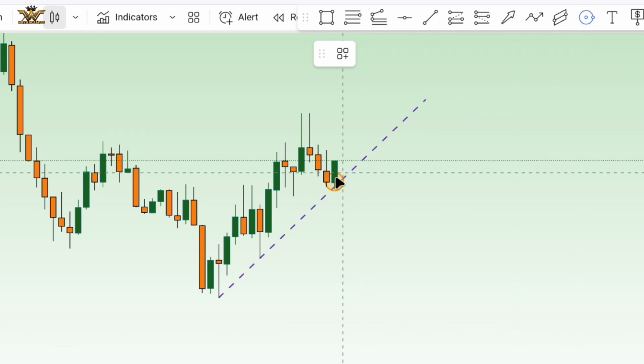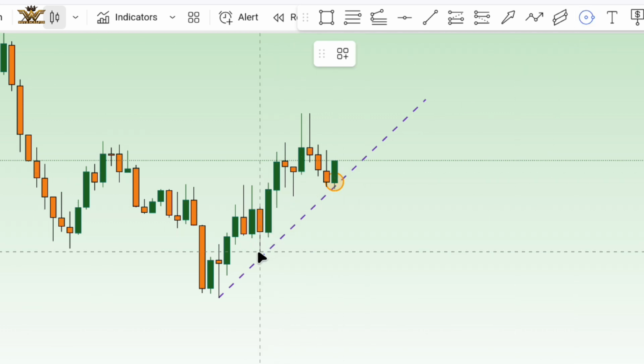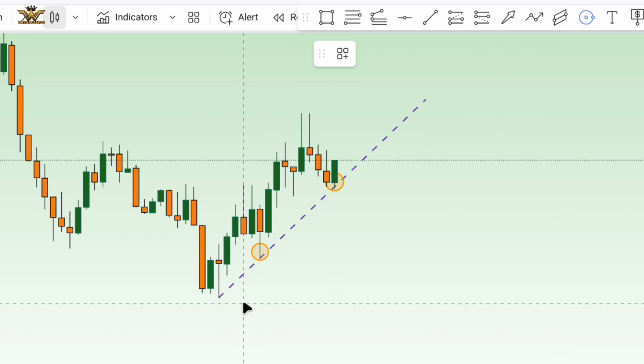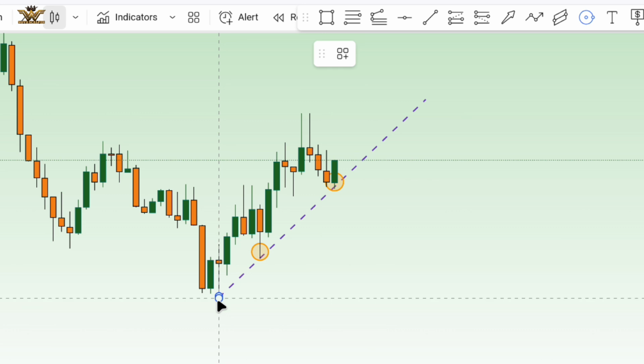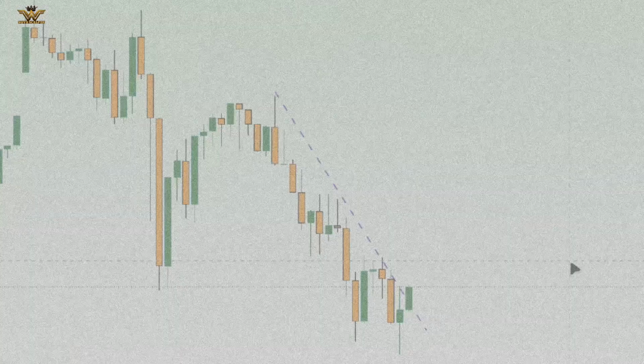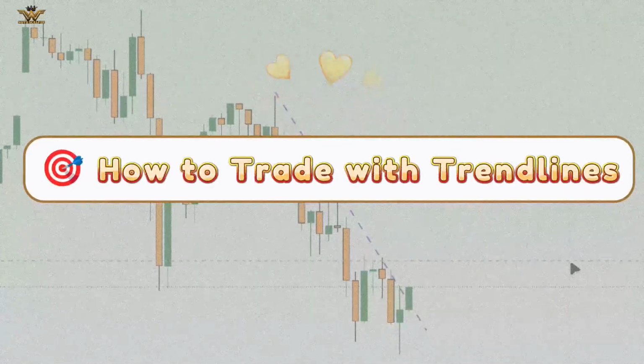Whether you choose to connect the body or the wick is not important. The most important thing is that the more times price touches the trend line and respects it, the stronger it becomes, which I already mentioned previously.